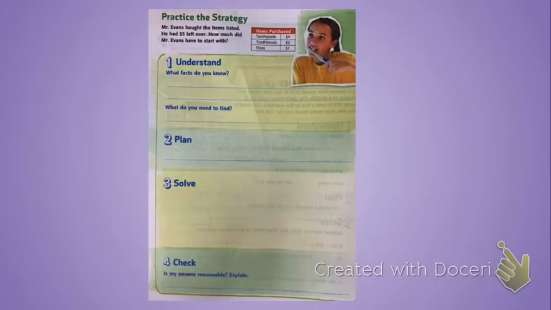So let's go ahead and take a look at our next sample. Again, working backwards to solve the problem. So in this case, it says Mr. Evans bought the items listed. He had $5 left over. So that's a big clue right there. How much did Mr. Evans have to start with? So we know how much he ended up with. We don't know how much he started with. That's the working backwards. He ended up with $5.